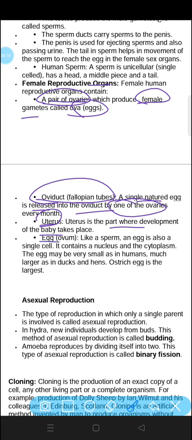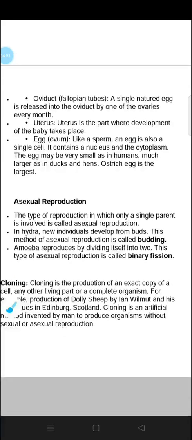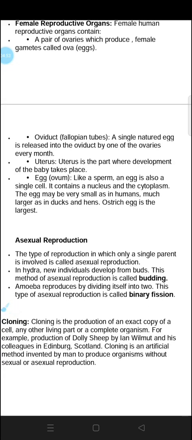Now, the ovum is like a sperm. Like in males, where the sperm is the male gamete, similarly the female gamete is the ovum. An egg is also a single cell. It contains a nucleus and cytoplasm. The egg may be very small as in humans, or much larger as in ducks, and the ostrich egg is the largest. The largest egg in humans is the ovum, and the largest egg overall is the egg of the ostrich.